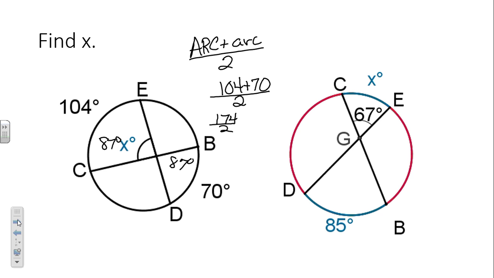Okay? Now, they can try and trick you a little bit, make you do a little extra work, because they can say, hey, I want to find y instead. Right? How would we find y if we could figure out that x was 87?